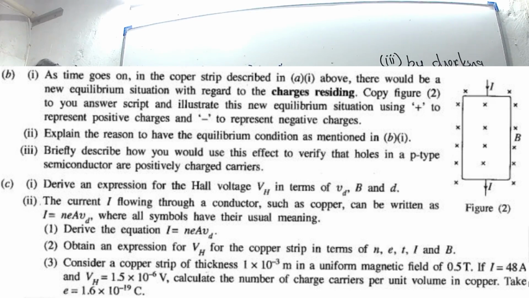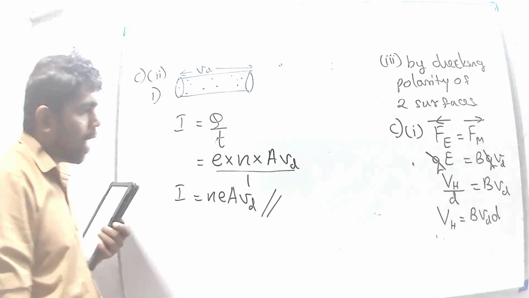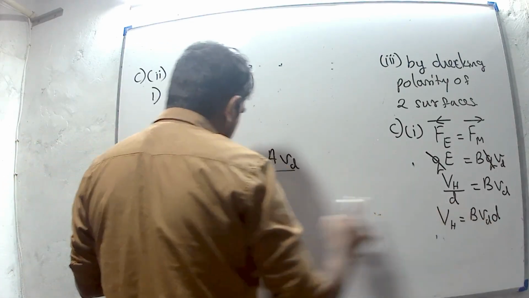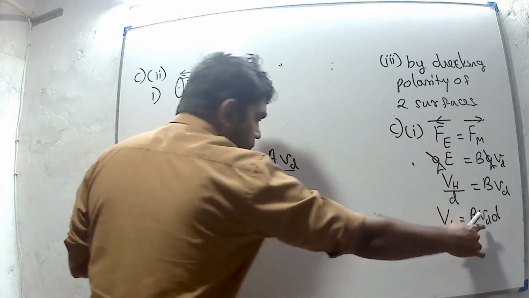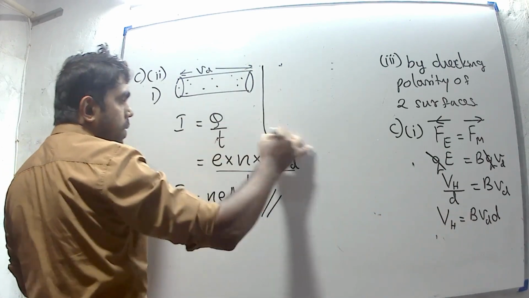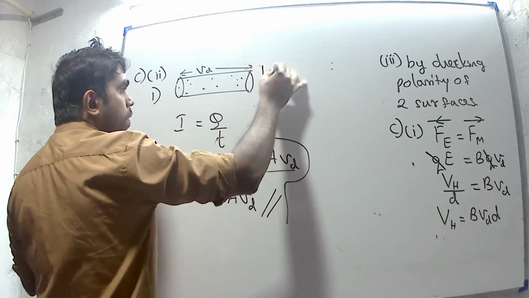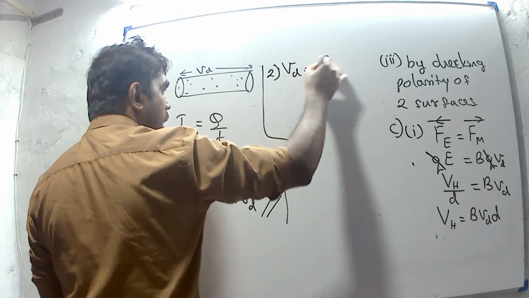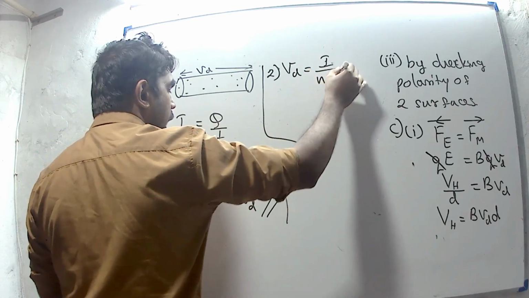Part 2. Obtain an expression for Hall voltage VH for the copper strip in terms of n, e, t, B. We have to substitute Vd from this equation into this one. Then I will make Vd the subject: Vd equals I divided by NEA.